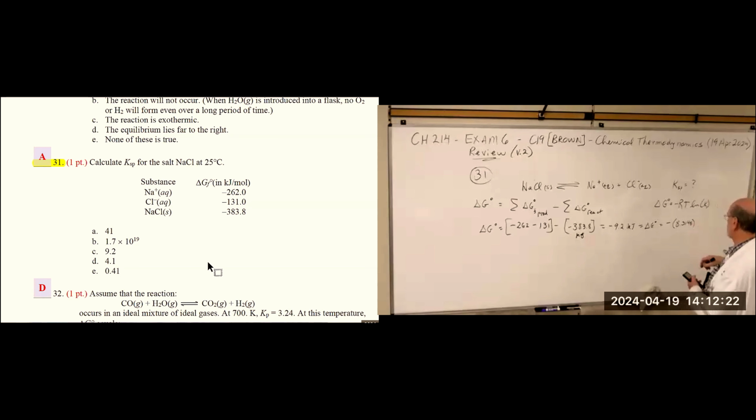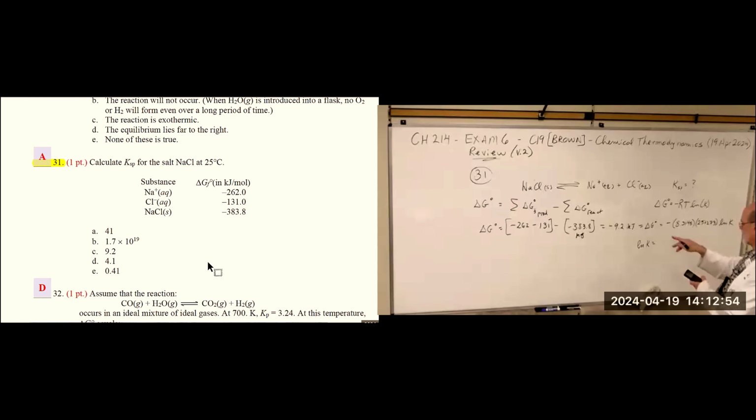8.3145 for the R, and standard temperature would be 25 plus 273, times log K. And we can solve for K. All right, so if I say this one divided by that one divided by this one is equal to log K.